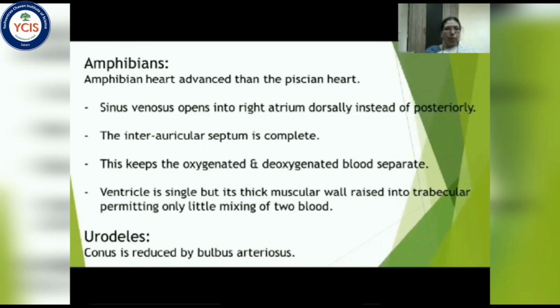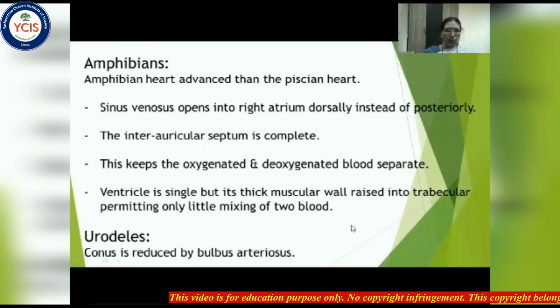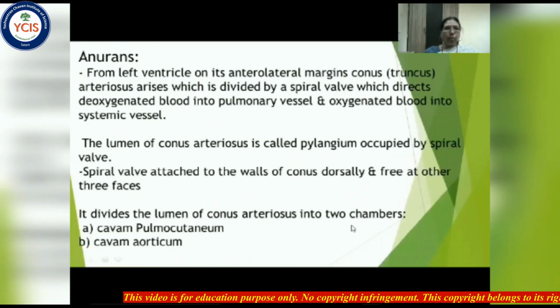The ventricle is single, but its thick muscular wall is raised into trabeculae, permitting only little mixing of the two bloods. Two bloods means deoxygenated blood and oxygenated blood. Then another order, Urodela: the conus is much reduced, replaced by the bulbus arteriosus.